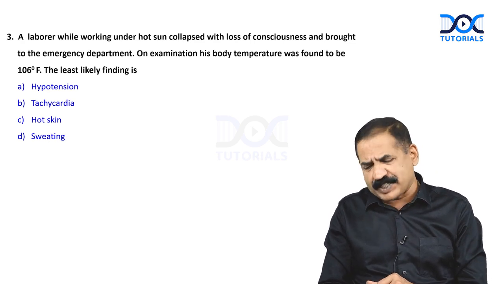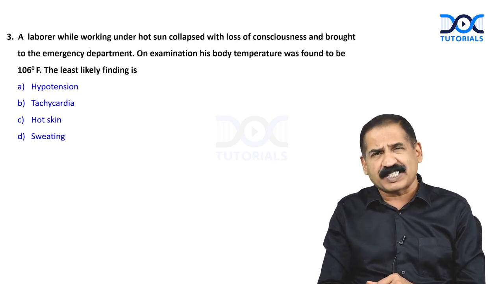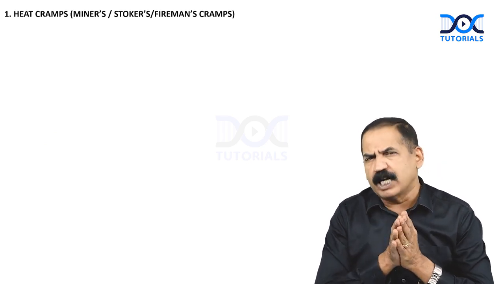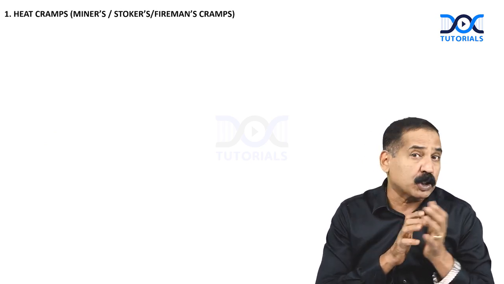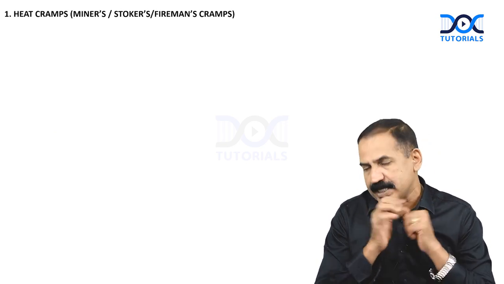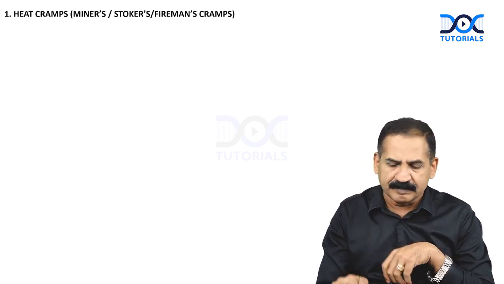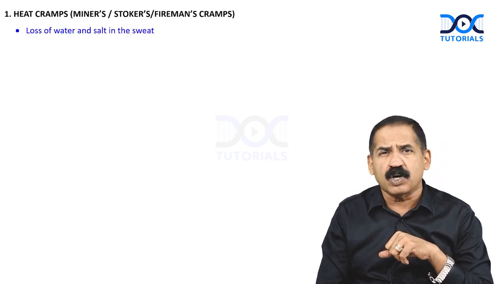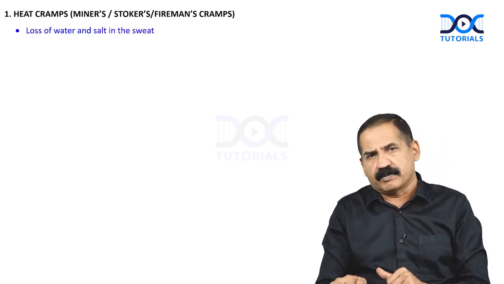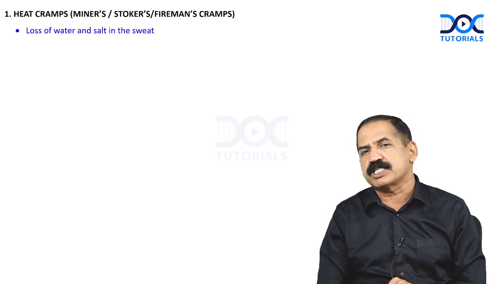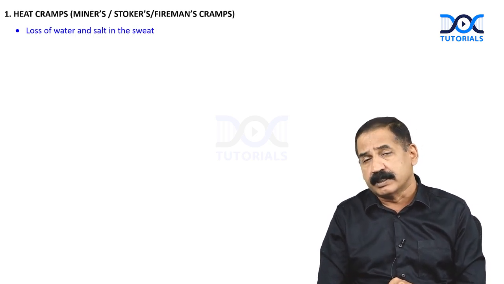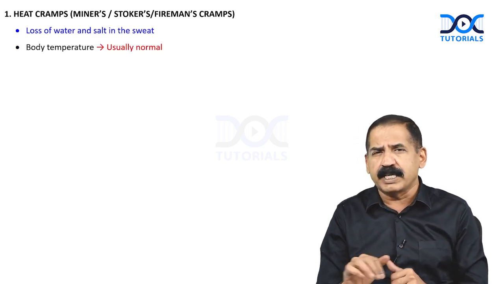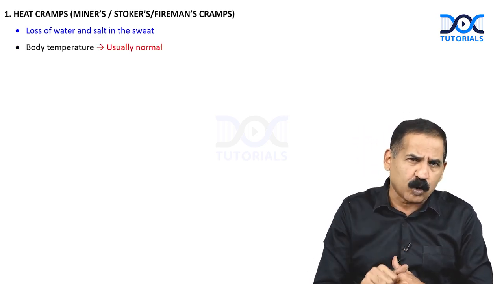What are the general effects of heat? General effects of heat are 3. Number 1, heat cramps, also known as miner's cramps or stoker's cramps or fireman's cramps. Here, the effect is due to the loss of salt and water from the body through the sweat. Here, persons suffer from cramps, but body temperature is usually normal.